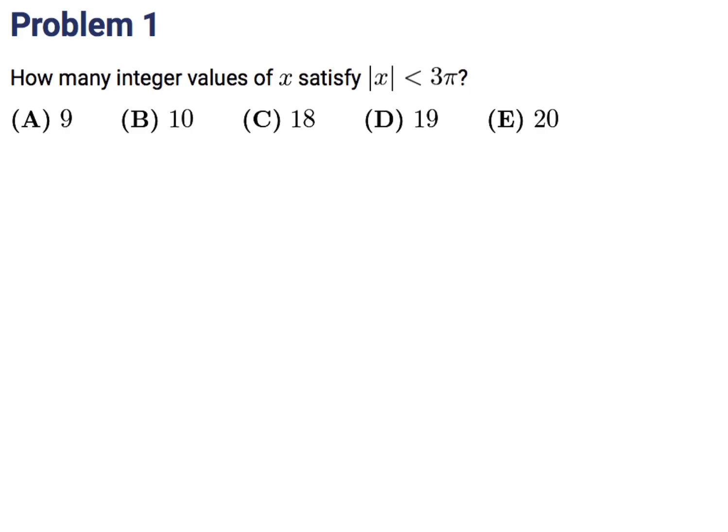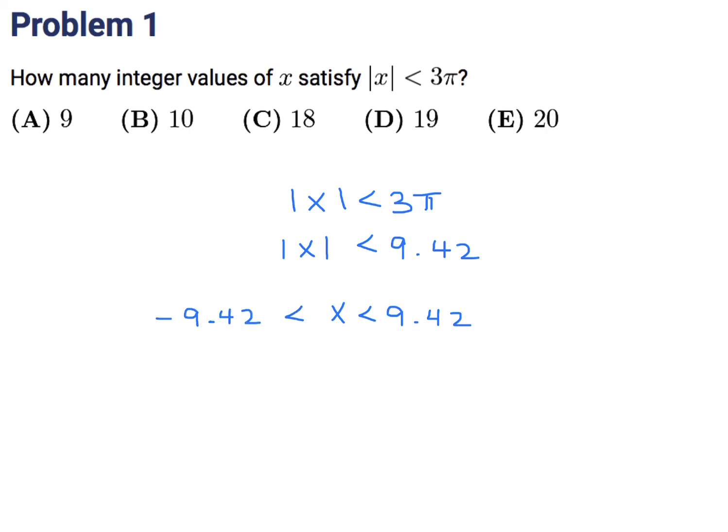How many integer values of x satisfy the absolute value of x is less than 3 pi? Well, 3 times pi, if you use 3.14, will be 9.42. So we want a number that's less than 9.42. But since we're taking the absolute value, it's also got to be greater than negative 9.42. So any integer in that range will suffice.